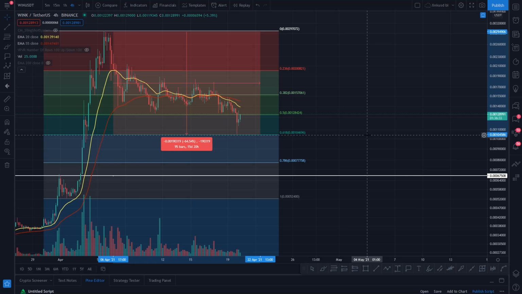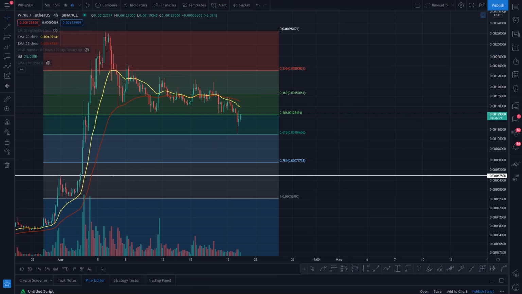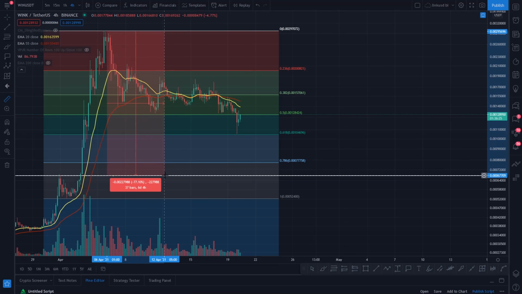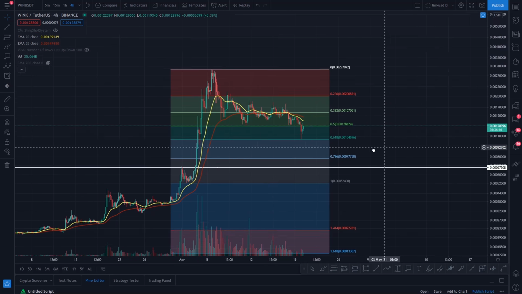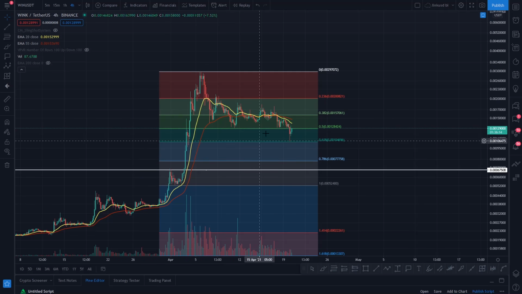But it's holding it, okay, because if it does lose that, that's a whopping correction right there, and I've never seen that in a bull market. That's a 77% correction right there for WIN, if it even comes down to that previous swing high there. So hopefully it's bottomed out here.